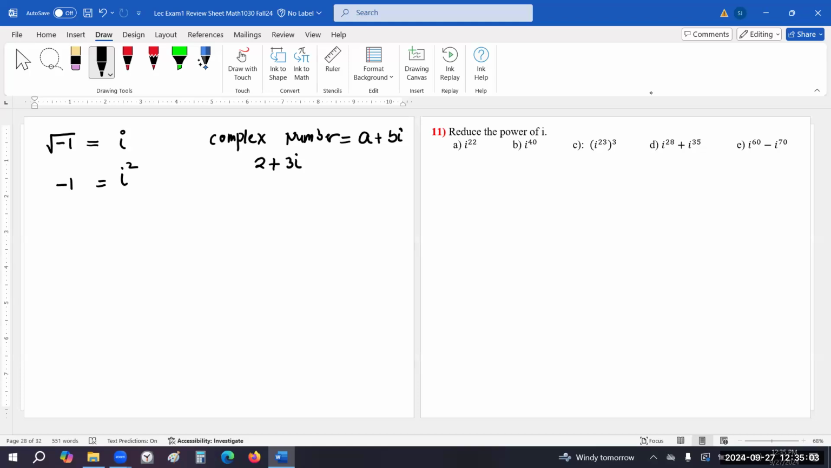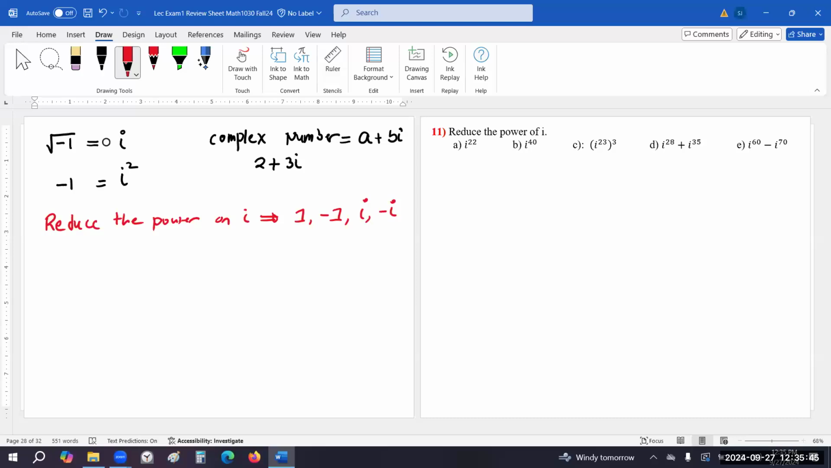And when you reduce the power on i, we have 4 outcomes. Your answer must be from these 4 outcomes. The answer could be real number 1, or it could be real number -1. Or you may get i or imaginary -i. So i with any power that is more than 1, we cannot leave it. We must reduce it and get one of these.